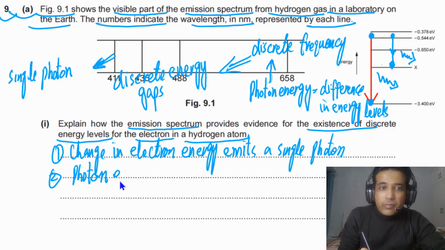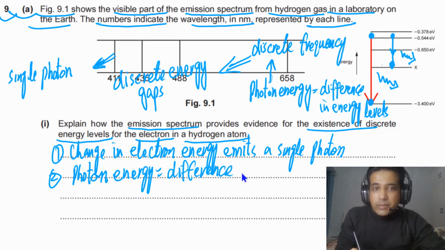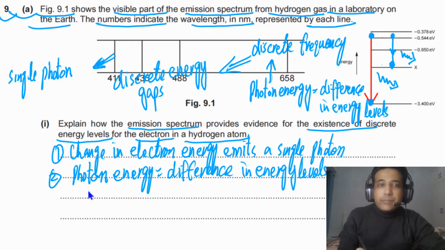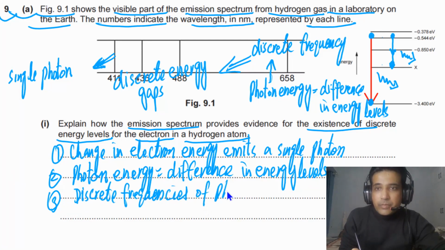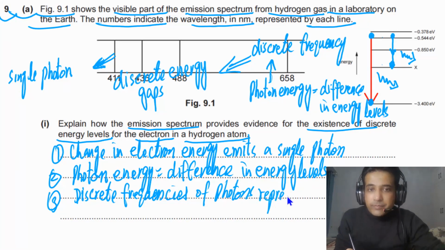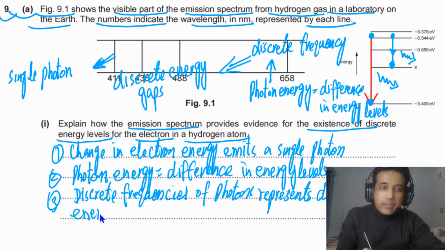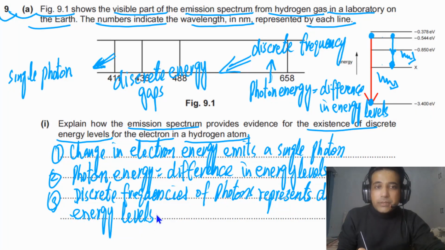Photon energy is equal to the difference in energy levels. The third point we can write down is discrete frequencies. The discrete frequencies of photons represent discrete energy levels, or energy gaps. If you write these 3 points, you will get 3 marks.